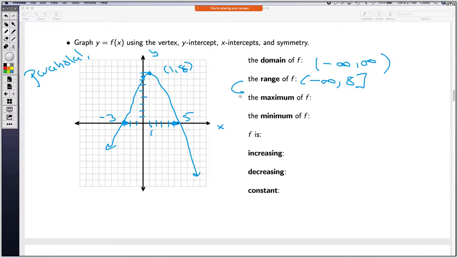The range then informs us as the max and the min. The maximum here is 8. That's the biggest y value we get out. There is no minimum because it goes down forever.